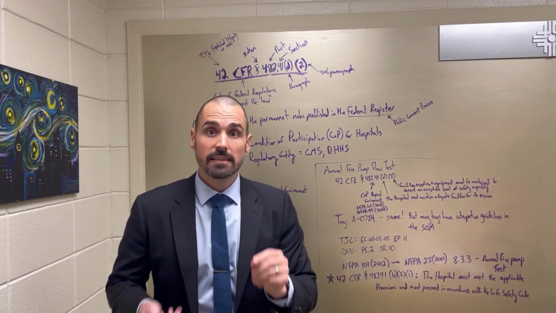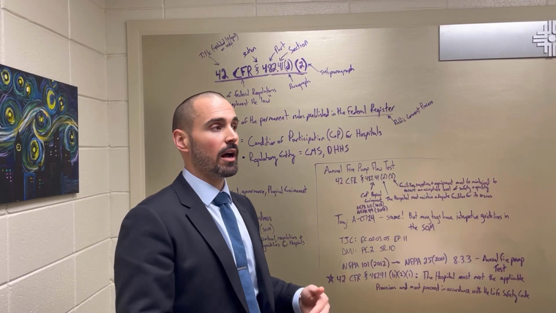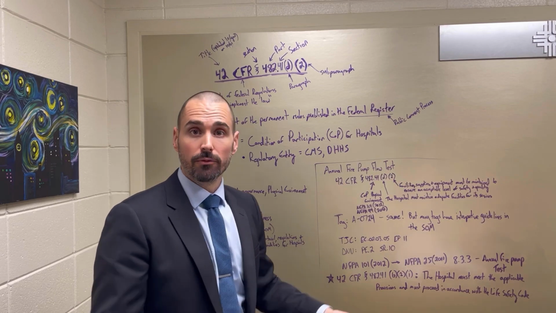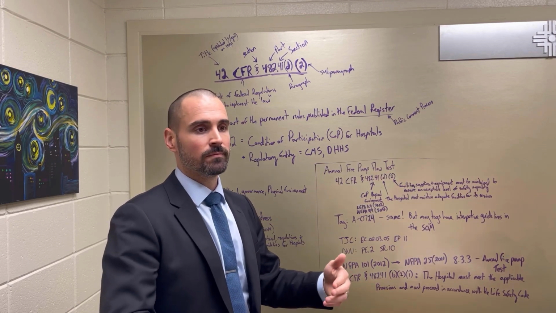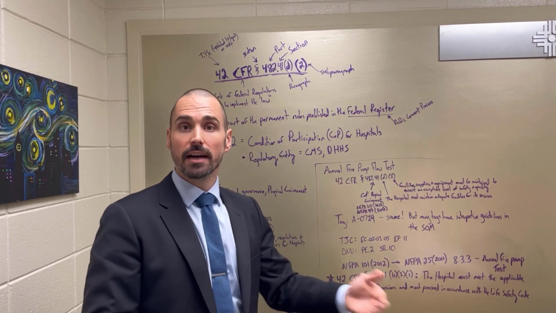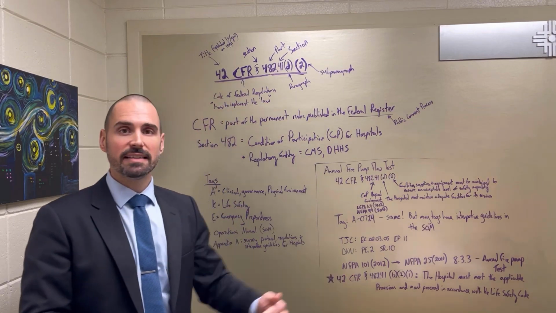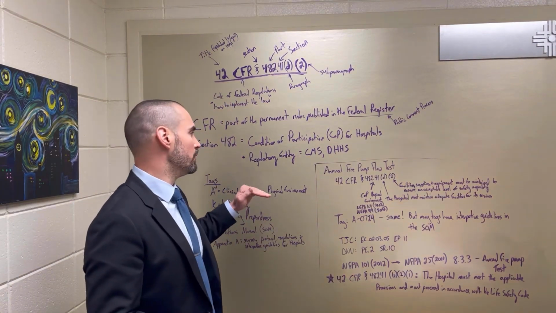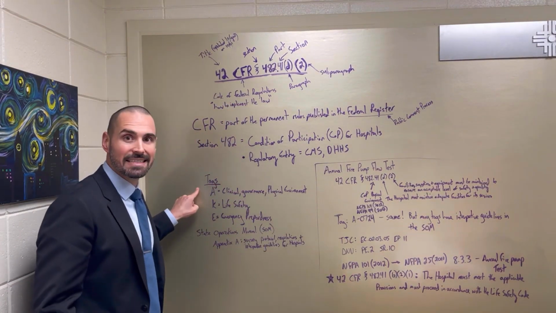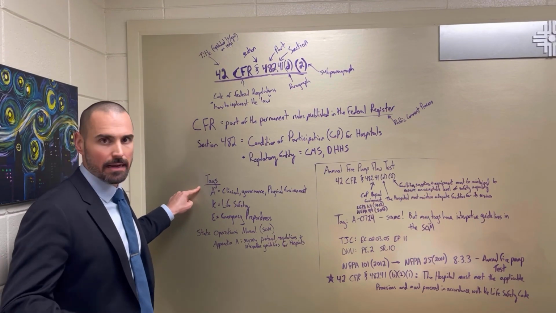From there, CMS breaks it down further for surveyor guidance for hospitals to go in, or for accrediting organizations, or for the state jurisdiction who does surveys if hospitals don't use accrediting organizations. They break it down further and give additional information known as tags. And we'll talk about the tags, like an example of how it all breaks down.